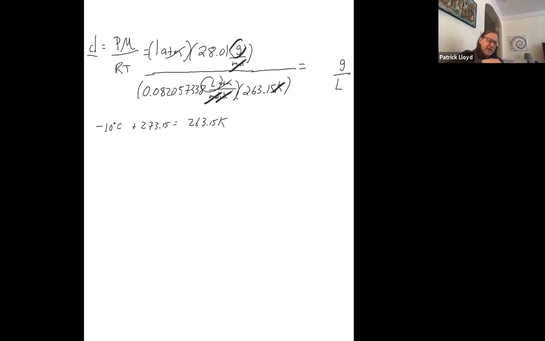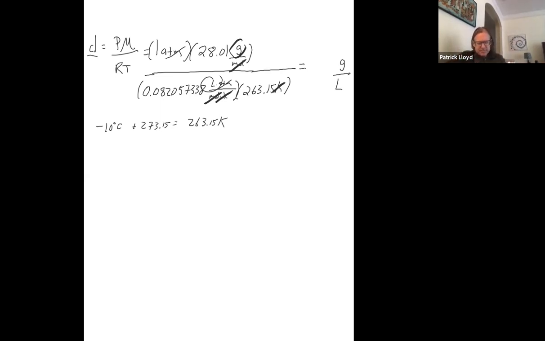Okay, now we just got to do the calculation. We can ignore the 1, right? So 28.01 divided by 0.082057338 divided by 263.15. And it looks like it's about 1.30.